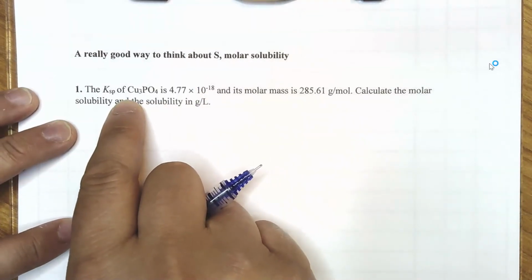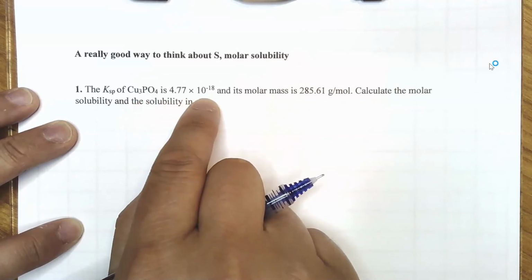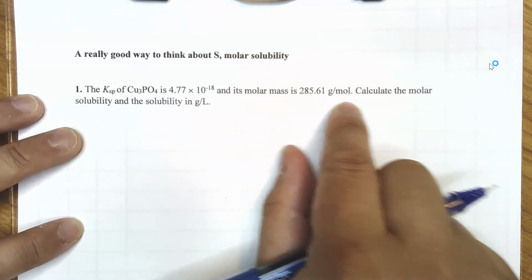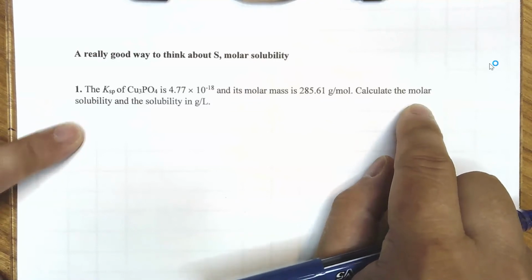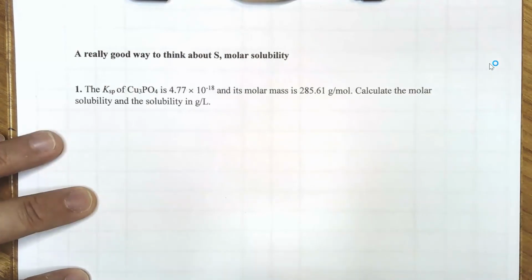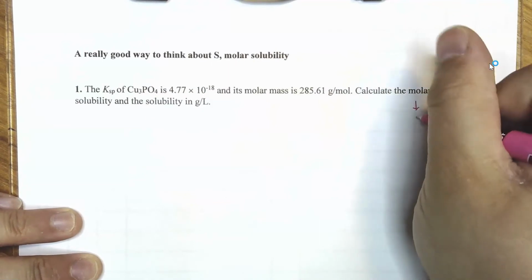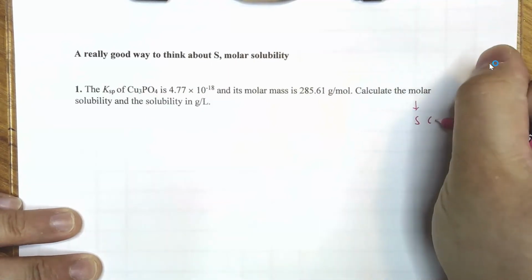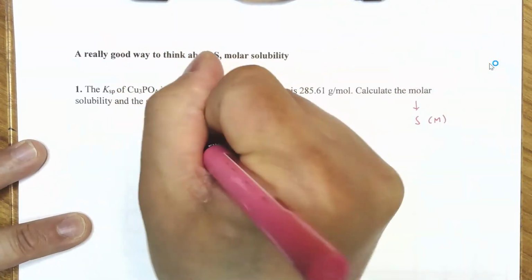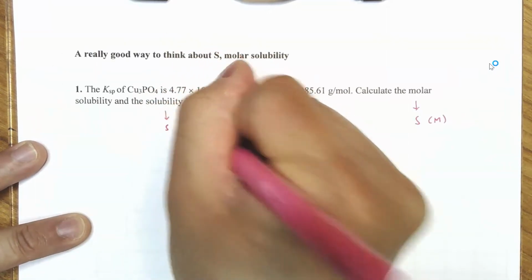They say the Ksp of copper phosphate is 4.77 times 10 to the minus 18, and the molar mass is 285.61 grams per mole. Calculate the molar solubility, and the solubility in grams per liter. The molar solubility is in molarity, represented by big S, and the solubility is represented by little s, with units of grams per liter.